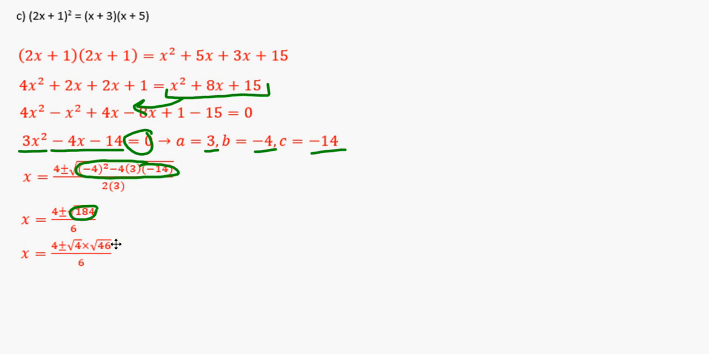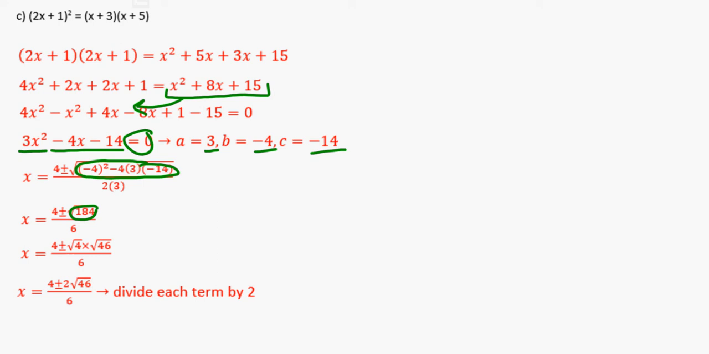So this is new. This is from Unit 1. We're breaking up that radical into a perfect square and a non-perfect square. So we're going to make it a mixed radical. And what do we have next? So we get this. So we get 4 plus or minus 2 root 46 over 6.